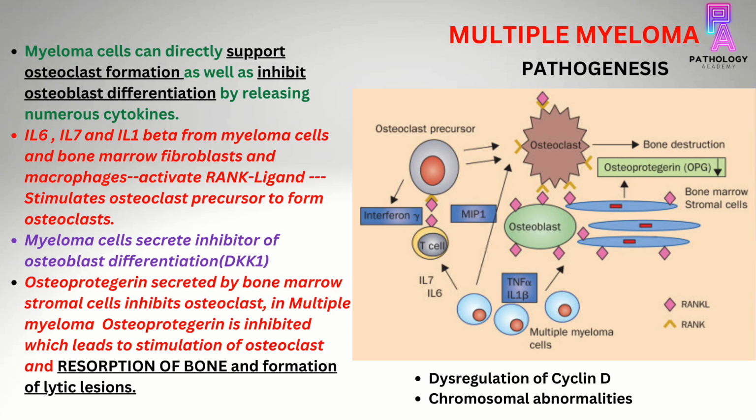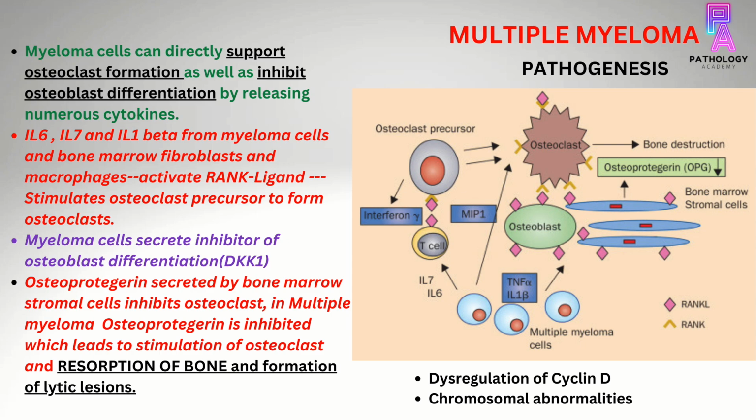Coming to the pathogenesis of multiple myeloma. The myeloma cells directly support osteoclast formation and inhibit osteoblast differentiation by releasing numerous cytokines. For example, interleukin-6, interleukin-7, and interleukin-1 beta from myeloma cells and bone marrow fibroblasts and macrophages activate the RANK ligand and stimulate the osteoclast precursor to form osteoclasts.